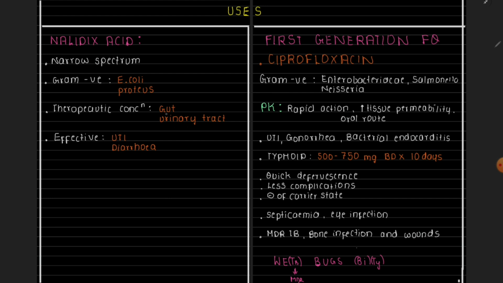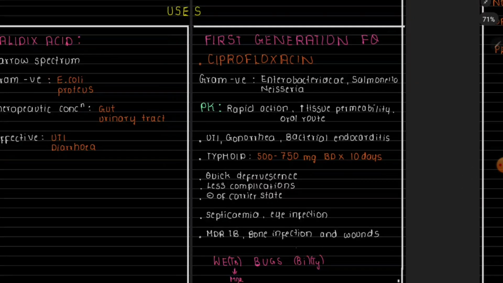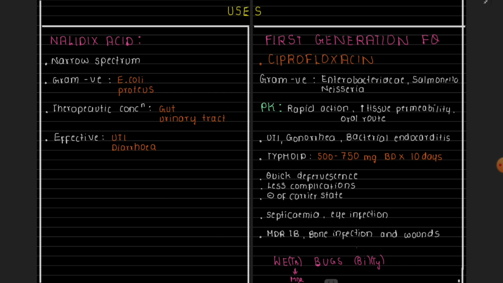It is understandable that if the drug achieves therapeutic concentration in the gut and urinary tract, then it will play its part in diarrhea and UTI. Thus, nalidixic acid is effective in conditions like UTI and diarrhea. Coming on to the first generation fluoroquinolone and the most important fluoroquinolone, ciprofloxacin. This is the prototype drug of this class. Now, ciprofloxacin's susceptible organisms are Enterobacteriaceae, Salmonella and Neisseria.